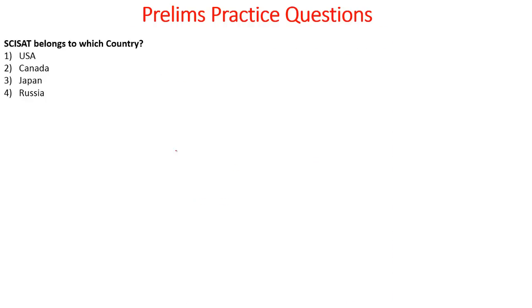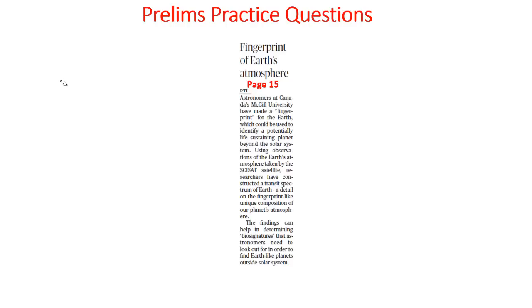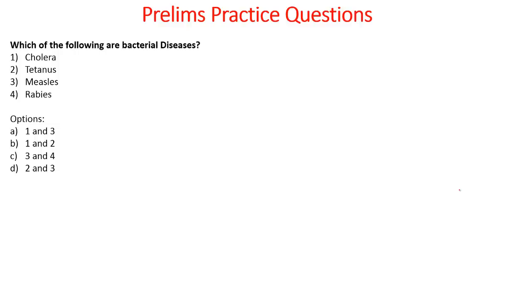Now let's look into the next practice question. CSAT belongs to which country? The answer to this is Canada. So what is the CSAT? It is a Canadian satellite that is designed to make observation of the Earth's atmosphere. So what will happen under this is it will help the scientists to understand the depletion of the Earth's ozone layer.